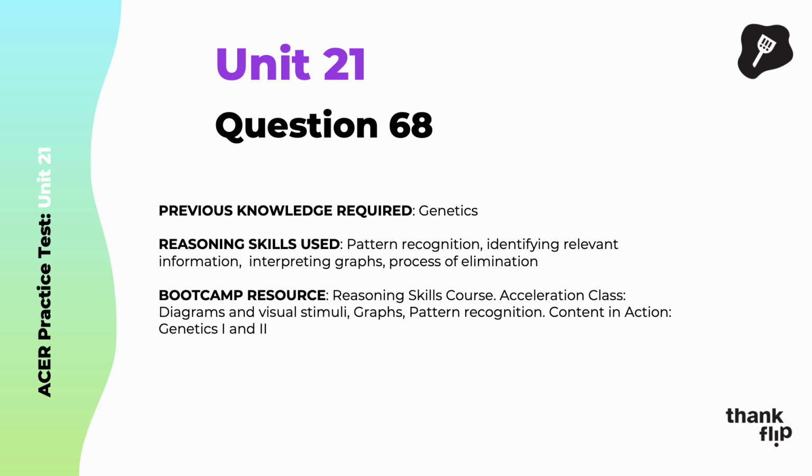But you can also use your pattern recognition skills to infer what that would even mean, right? So what would plus plus mean versus what would minus minus mean, and what would plus minus mean? So you can infer that using pattern recognition skills. And you also needed to be able to identify the relevant information here, interpret graphs, and use the process of elimination. So the bootcamp resources that can help with this are the reasoning skills course, the acceleration classes on diagrams and visual stimuli and graphs, and on pattern recognition as well. Then we also have the content in actions on genetics if you want to brush up on some genetics.